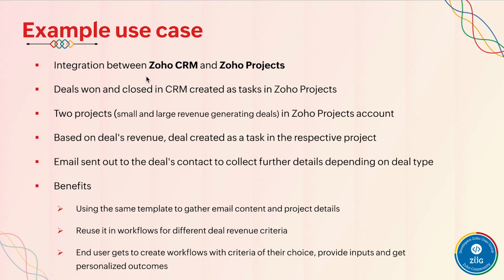Once the deals are closed and won in CRM, we are going to create the deal as a task in Zoho Projects to work on that particular deal. Deals could be of different revenue types, right? You might handle small revenue deals, and you might handle large revenue deals. Let's say deals lesser than $1,000 are considered small revenue deals, and deals greater than or equal to $1,000 are considered larger revenue deals. Based on the deal's revenue type, you can create the deal as a task in the respective project in Zoho Projects. In Zoho Projects itself, you might have multiple projects. You could have one project for small revenue deals and one project for large revenue deals.